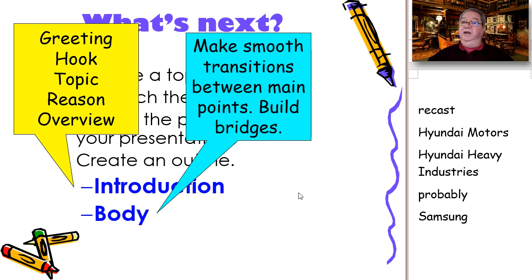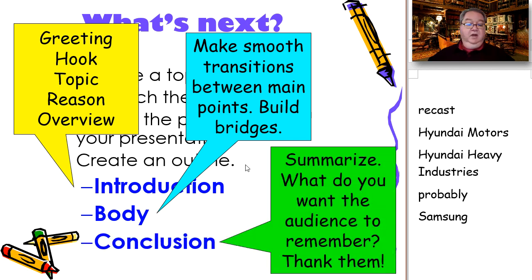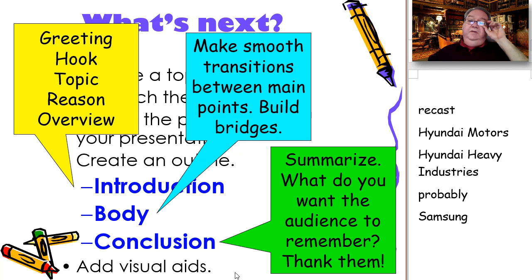This is where you have your 3 or 4 main ideas. Remember to make transitions between them. Build those bridges with past plus future, or past plus a rhetorical question. Connect your ideas to make your presentation flow, and then when you get to your conclusion, summarize your main ideas. Think about what you want the audience to remember. Your concluding statement here, and then, of course, thank them for listening to you. And don't forget to add visual aids to your presentation.